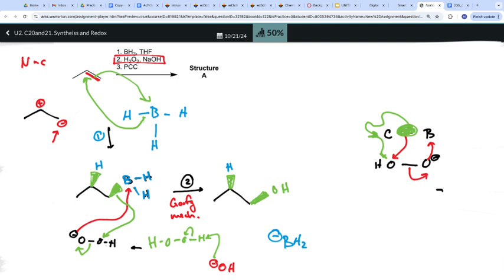Okay. Again, do we care? No. Why not? It's not chiral, so it's not a big deal. We don't have to stress necessarily about it, but it is something we need to be aware of as far as the regiochemistry of that chemistry and how it functions and runs.